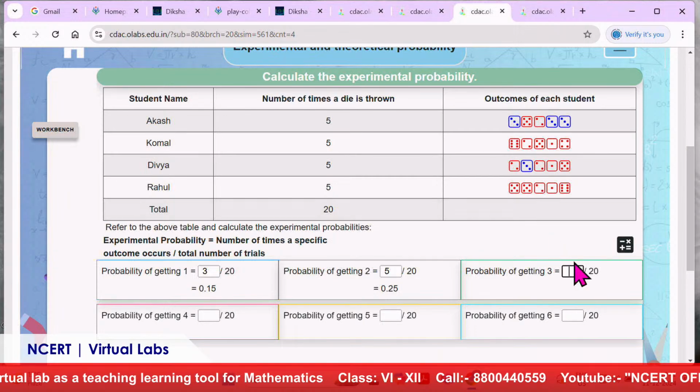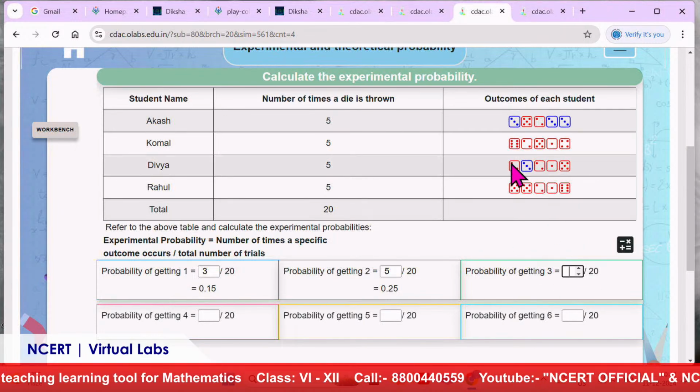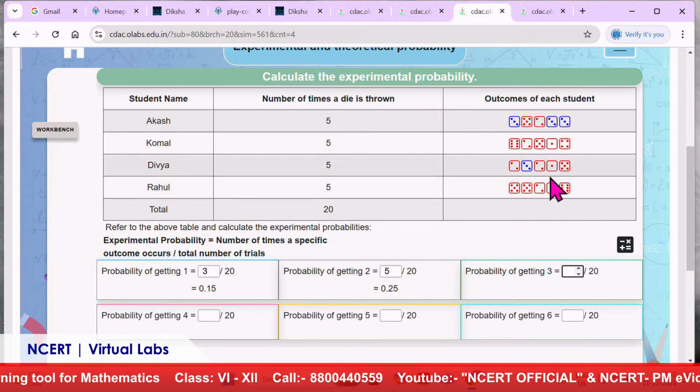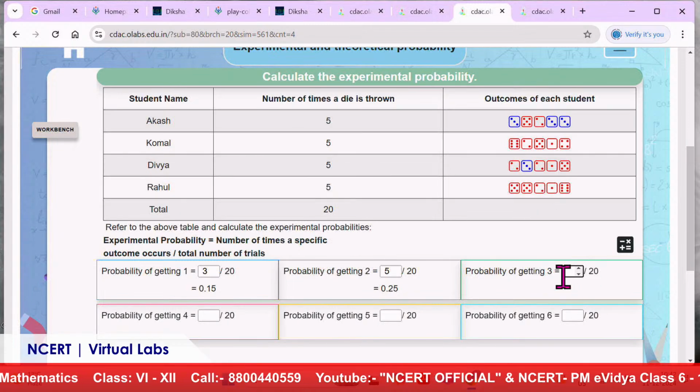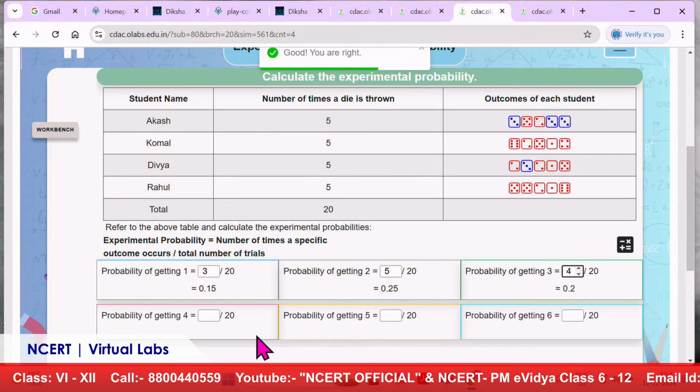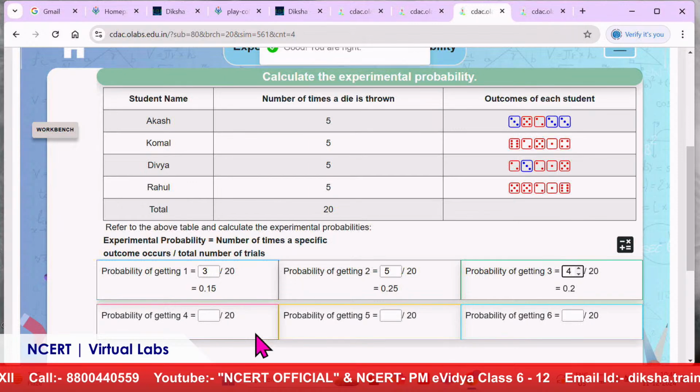So now, probability of getting 3. Once you click on getting 3, the 3 will be highlighted. So 1, 2, 3, 4 times. No, that's the beauty, that everything is getting highlighted. You cannot go wrong even if you wish to.